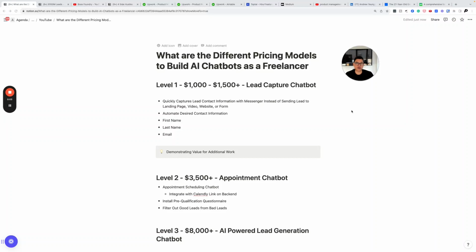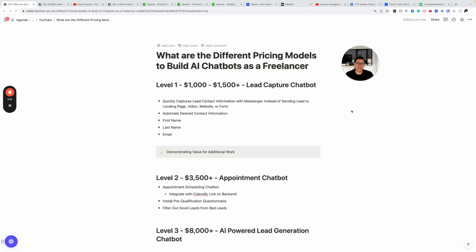Today we're going to talk about the different pricing models to build chatbots as a freelancer. I get this question all the time: Rich, how are you charging for your chatbots? What's the work that's involved in it? And how do I go out there and get started?